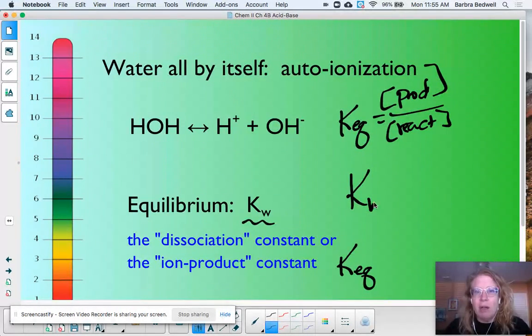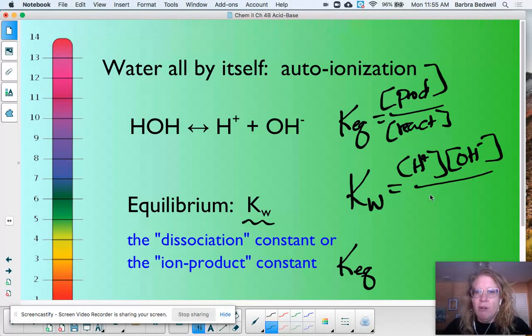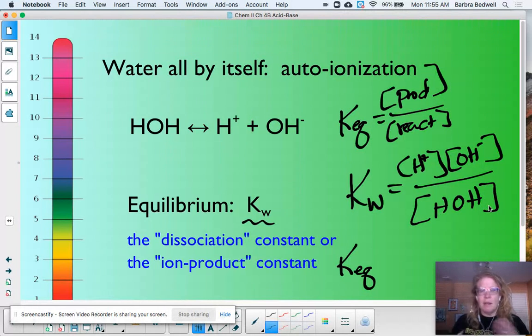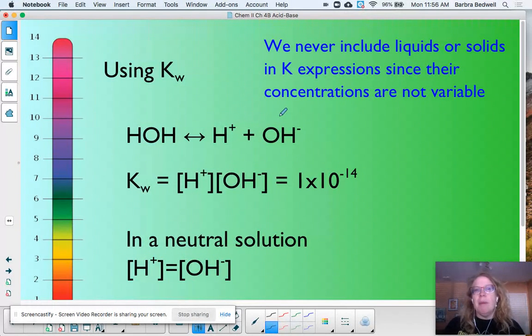When we talk about the auto-ionization of water, we do this: the concentration of the products, hydrogen ion concentration times hydroxide ion concentration, over the concentration of water. Now there's something we're going to talk about on the next slide, which is a little bit awkward. When we write equilibrium expressions, there are some things that we never include.